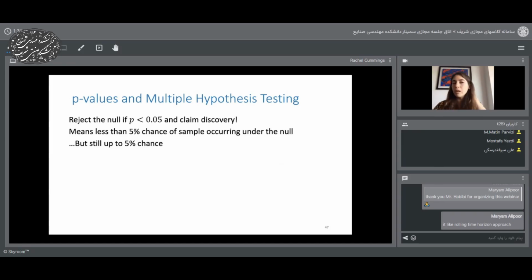And so typically we like to reject the null if p is smaller than like 0.05 or 0.01 or something. And we say, I found a discovery. I found a drug that works. But this also means there's less than like a 5% chance of the sample occurring under the null hypothesis, which is great, but there's still a 5% chance because this is all probabilistic, and so we can't say for sure that it wasn't the null, but I can say very unlikely.